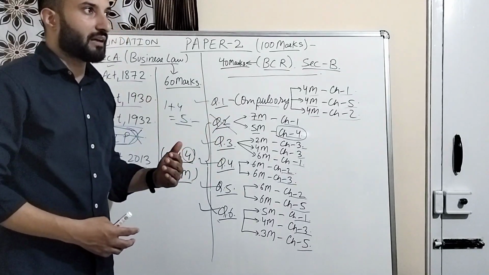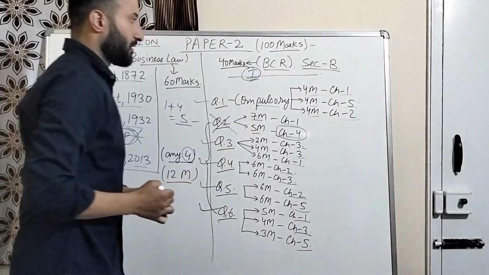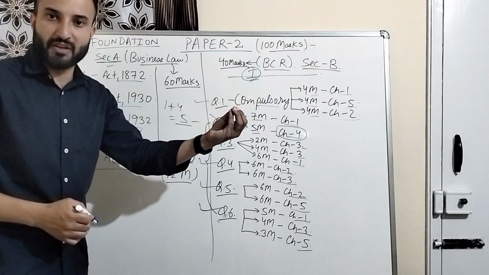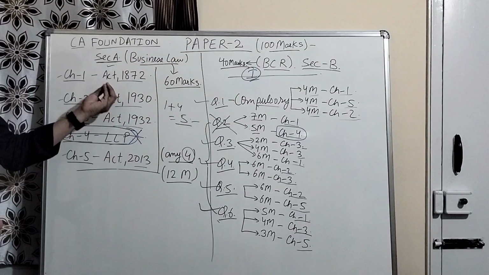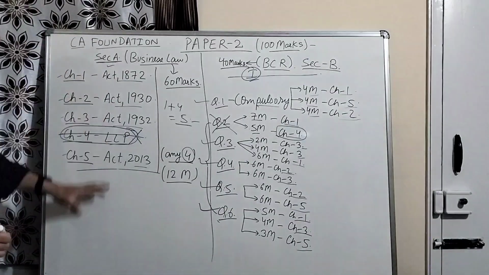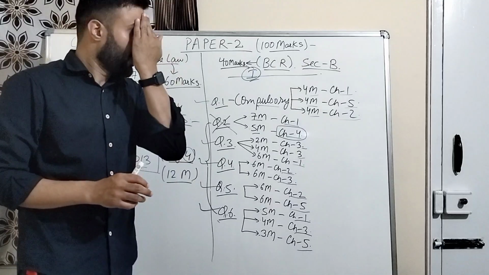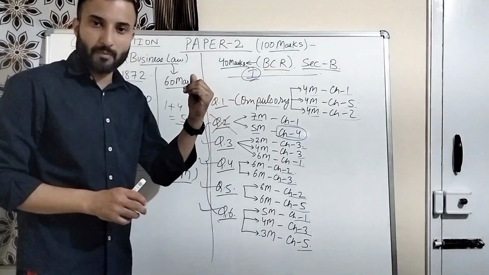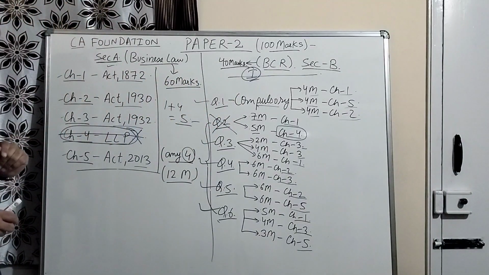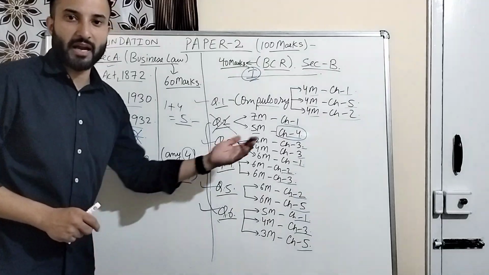But my suggestion in the examination is, first start with this BCR. Complete the BCR in 1 hour 10 minutes, 1 hour 15 minutes. The remaining 1 hour 45 minutes, 1 hour 50 minutes, you have to give to section A, business law, because in section A you have to write a lot. So better to complete section B in 1 hour 10 minutes, 1 hour 15 minutes first, then move on to section A. Okay, now we'll see the weightage and the marks for section B.